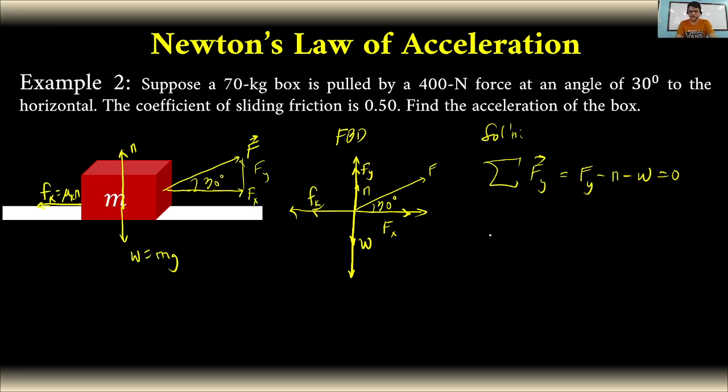This implies that the normal force is, we just have to transpose this to the other side of the equal sign. So this is equal to the weight. This is negative, so after transposing, this will be positive. So you have weight minus the force with respect to the y-axis.